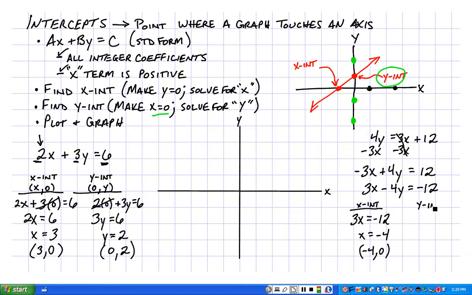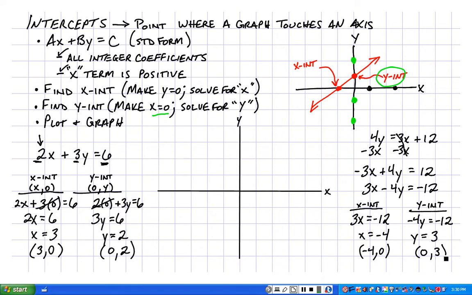Now I find my y-intercept. To find my y-intercept, I make x 0. So I go to my equation. Now x is 0, so that's like saying 3 times 0. 3 times 0 is 0, so this whole thing would disappear, and I'd just be left with negative 4y equals negative 12. Divide both sides by negative 4. y would equal 3, and so my y-intercept would be 0, positive 3.